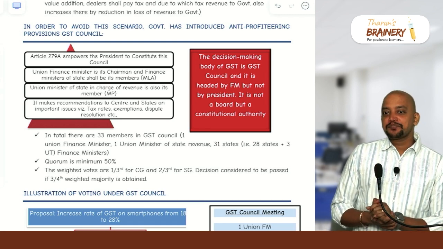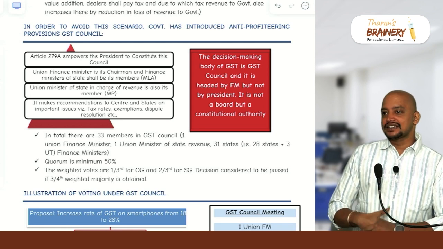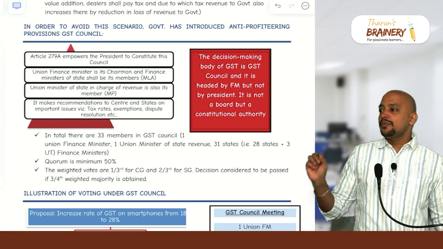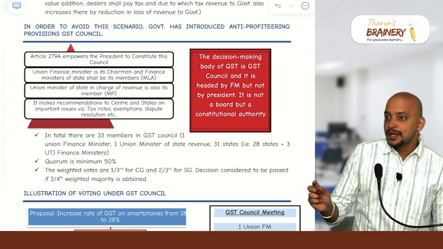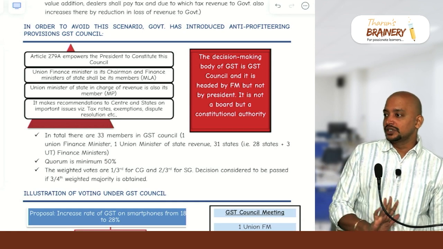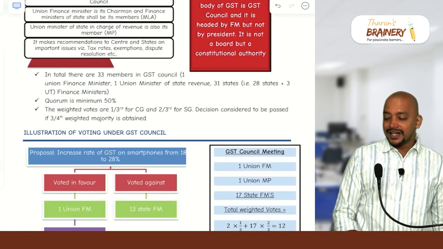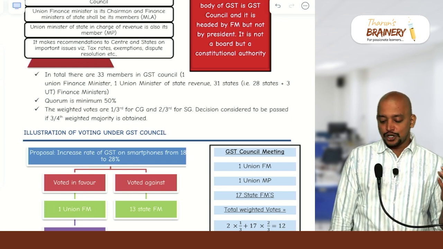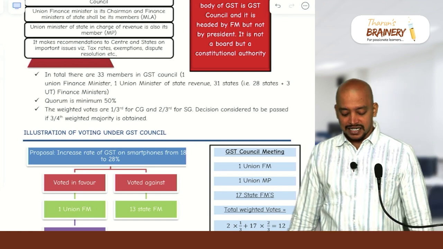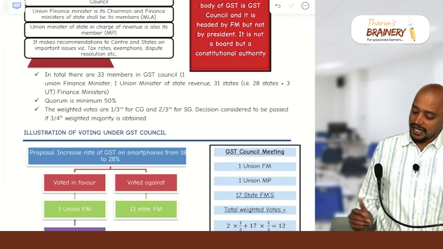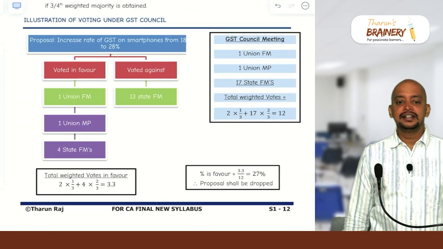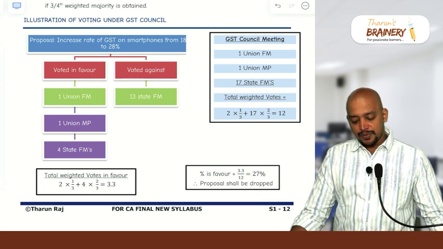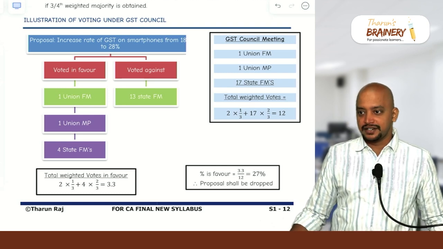Okay. Then what about the vote weight, sir? Does the state government vote have the same weight as the central government? No. The central government vote weight is only 1/3, but the state government vote weight is 2/3. See there, the weighted votes are 1/3 for the central government and 2/3 for the state government. A decision is considered passed if a 3/4 weighted majority is obtained. What does it mean? Let's see an example to understand this. See below. There is a proposal to increase the rate of GST on smartphones from 18% to 28%.